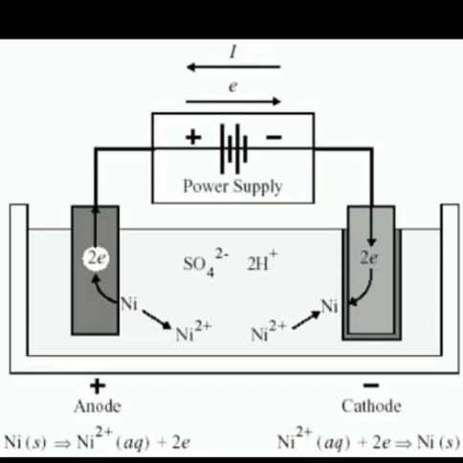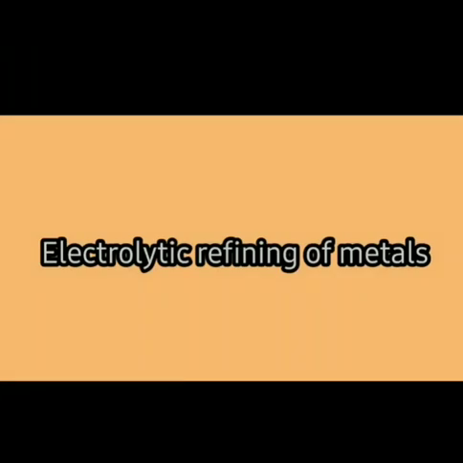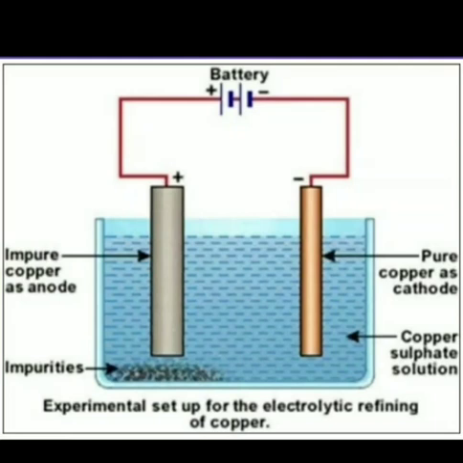And next we move to the next application, that is electro refining of metals. So what is electro refining of metals? It is a process by which metals containing impurities are purified electrically to give a pure metal. That means obtaining a pure metal from its impure compound by using electricity is known as electrolytic refining of metals. So let's see an example, that is refining of copper.